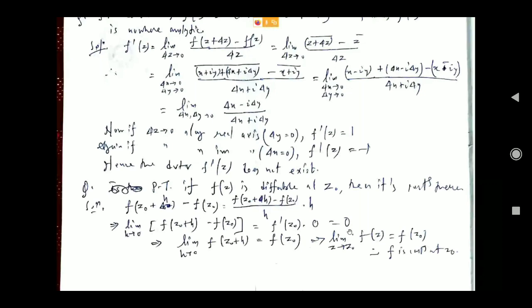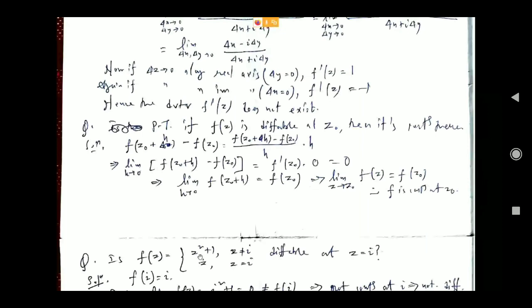Now let us see this problem. Is this function f of Z equal to Z square plus 1 if Z is not equal to I, and equal to Z if Z equal to I, differentiable at Z equal to I? So try to solve it. Tell me if this function is differentiable at Z equal to I. How will you do this?